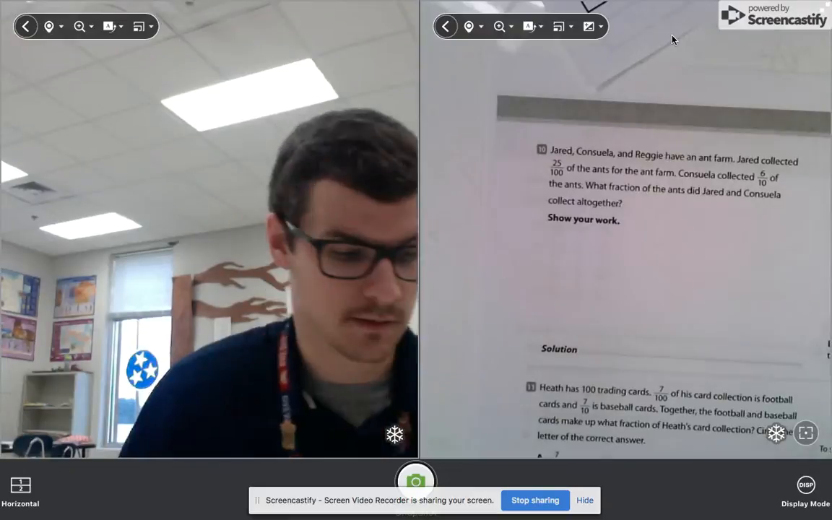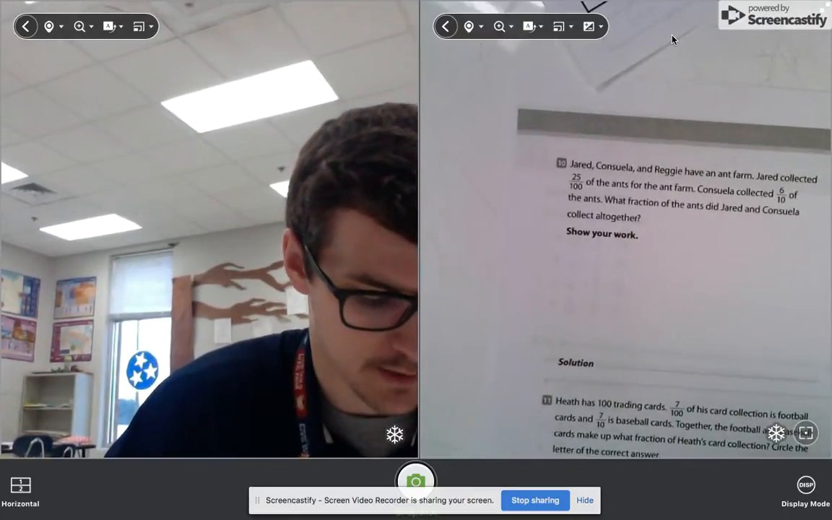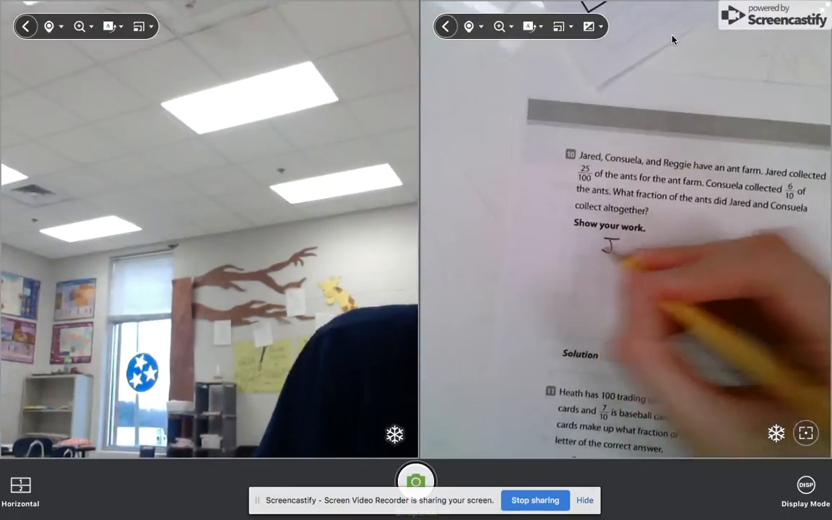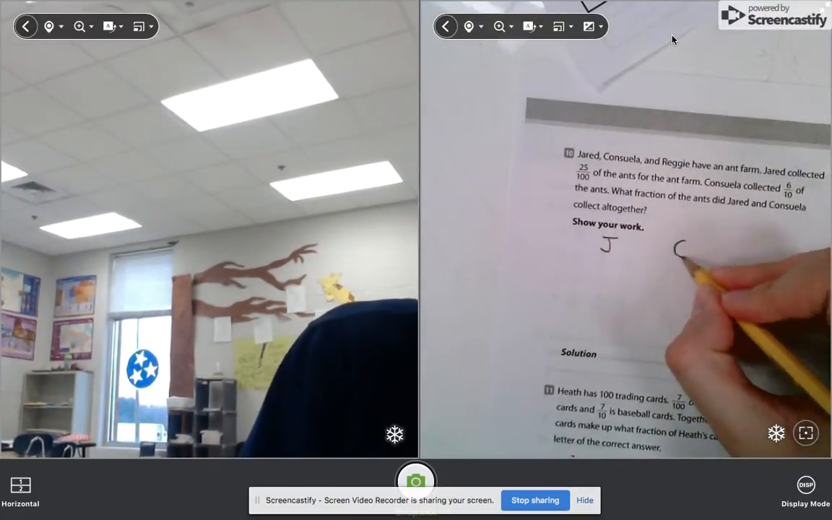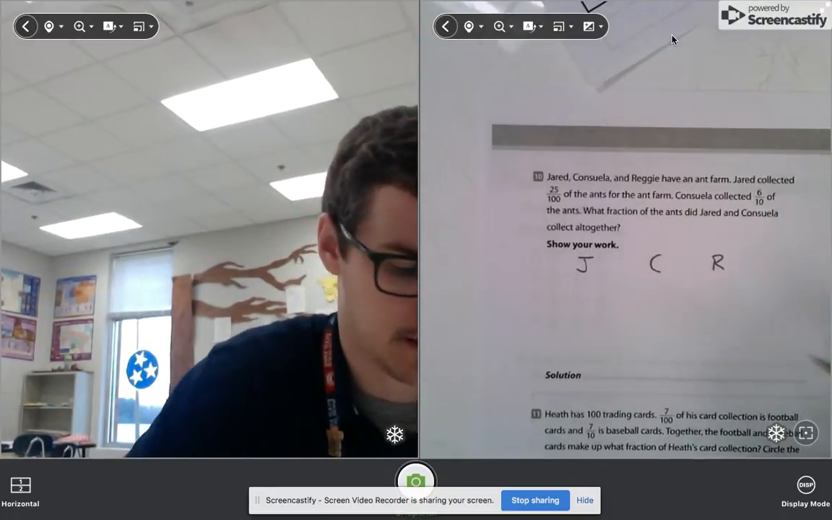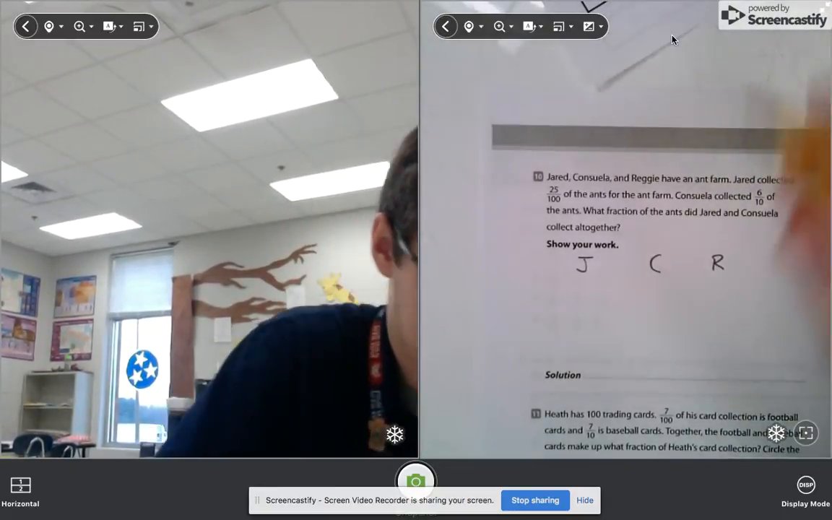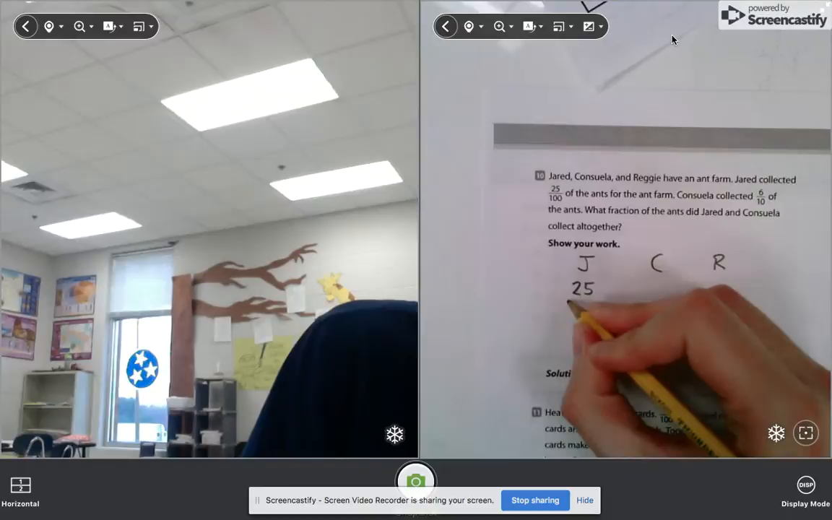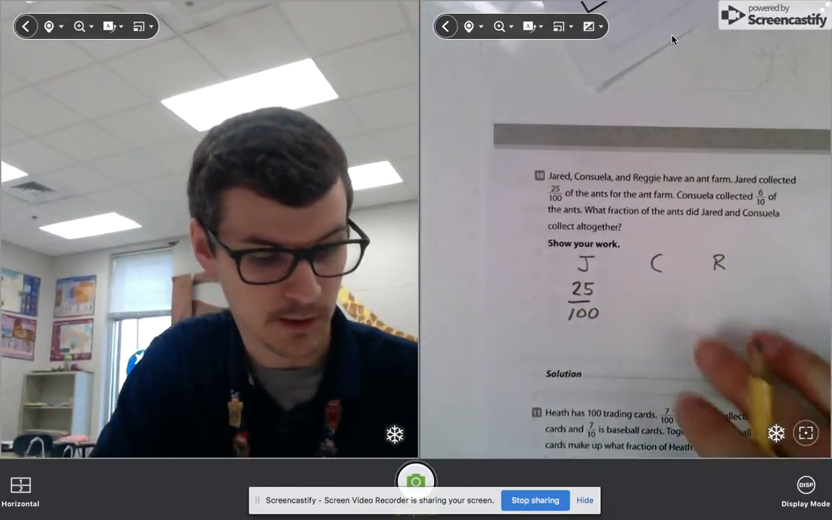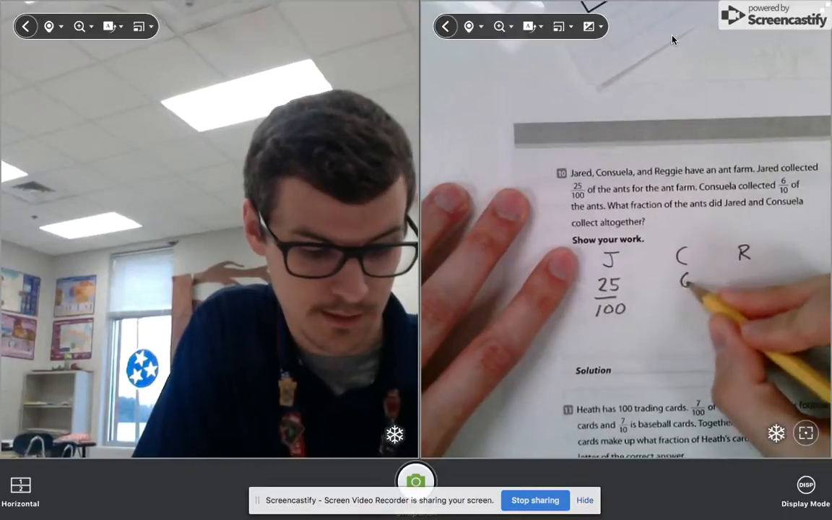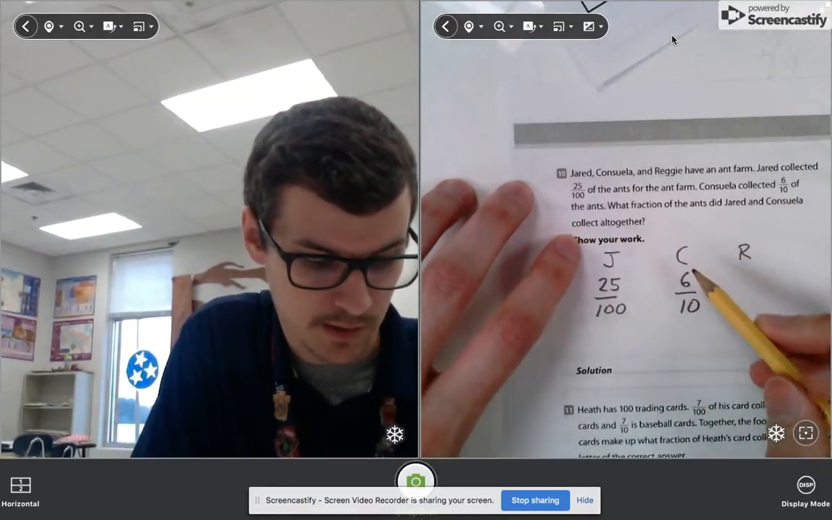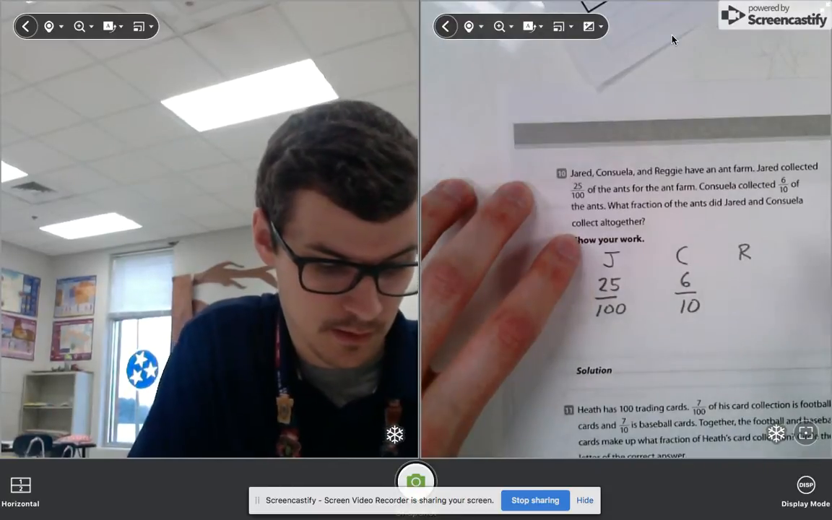Let's see here. Jared, Consuela, and Reggie have an ant farm. Jared collected 25, so I'm going to write J, C, and R for the 3 people. So I'm organizing my problem. Jared had 25 over 100. Sorry, let me get back in the camera. Consuela had 6/10. What fraction of the ants did Jared and Consuela collect all together?